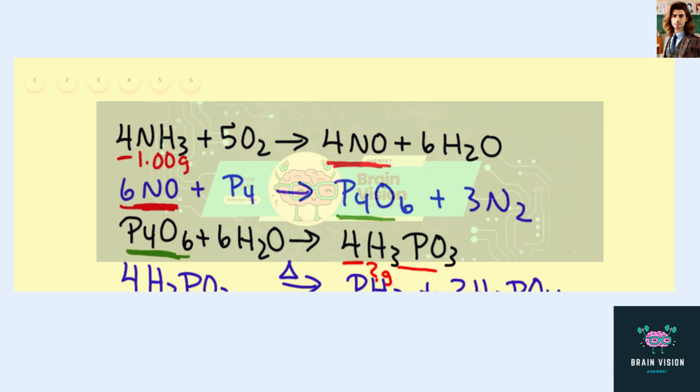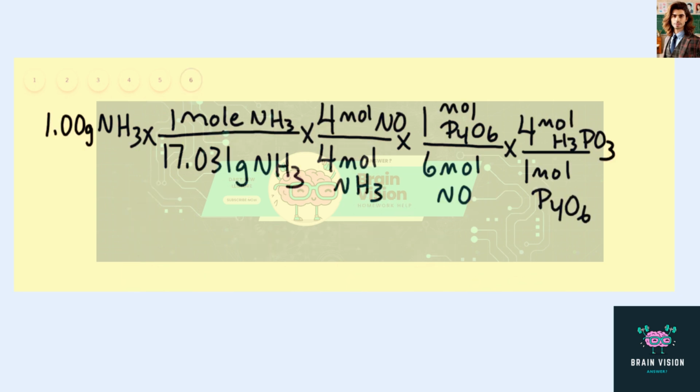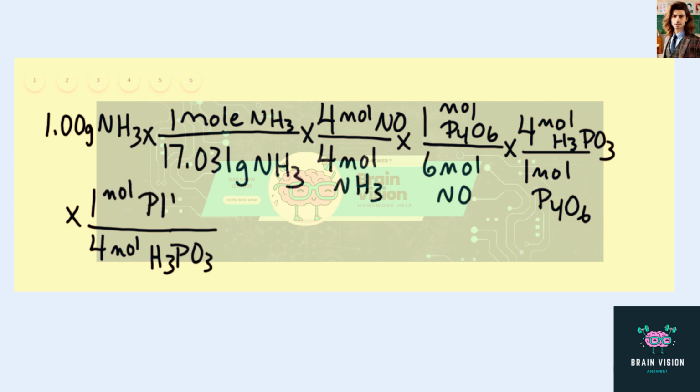Going back one more time, we'll notice in the last reaction, 4 moles of H3PO3 would form 1 mole of PH3, which is where our question was. So going back to our stoichiometry, we'll continue on the next line. We now know that for every 4 moles of H3PO3, we would form 1 mole of PH3.